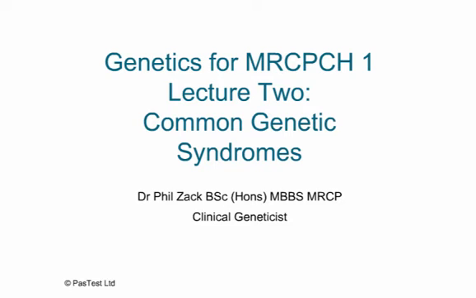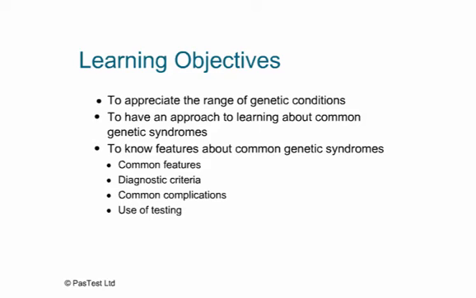So to do this, what I'd like to do is to give you some appreciation of the range of genetic syndromes, but also to give you an approach to how you cut this task down to manageable size. And so to hopefully give you an approach to learning about common genetic syndromes, and then to help you think about some of the features of genetic conditions, common features which might be seen regularly, which may or may not be useful in making a diagnosis, specific diagnostic criteria which are commonly used in certain genetic conditions, complications that can arise in individuals, and how we go about testing and when we don't necessarily test.